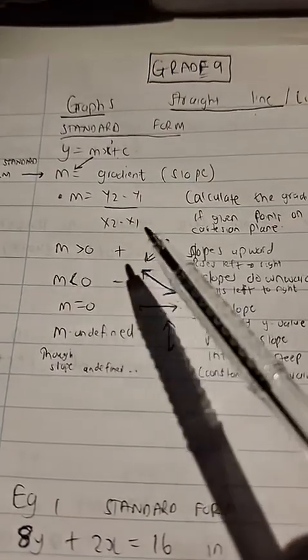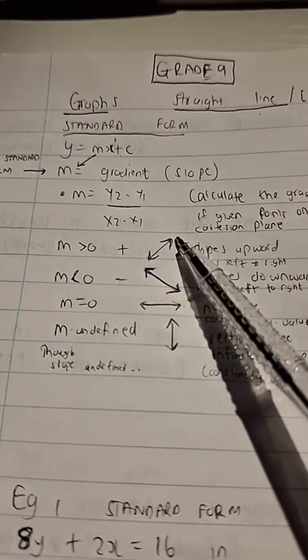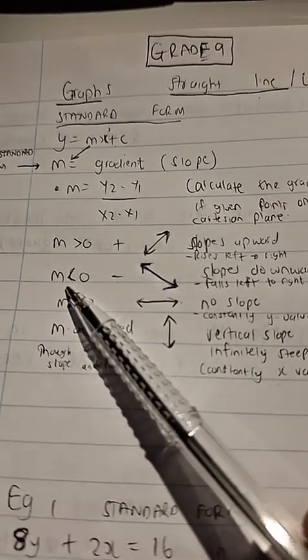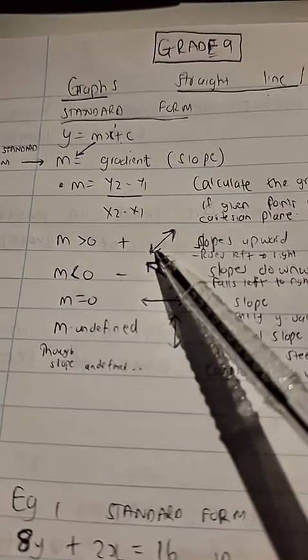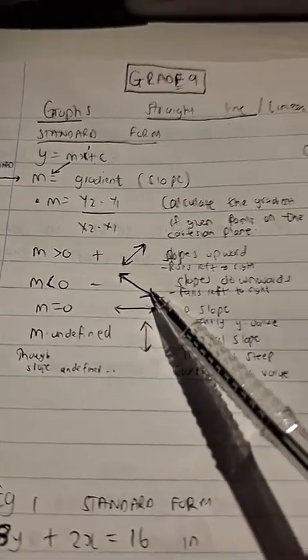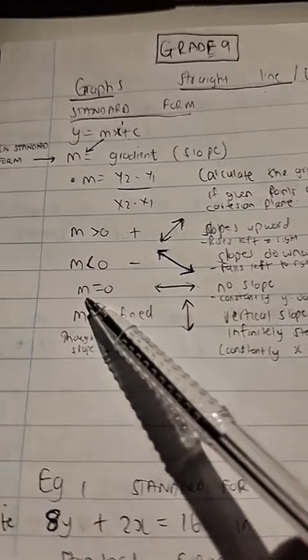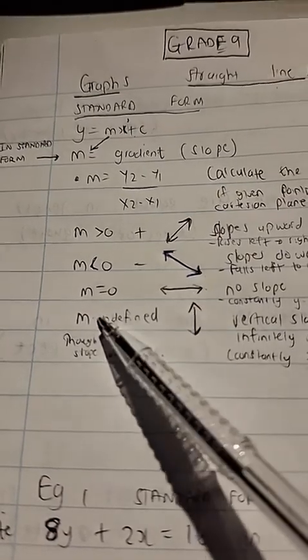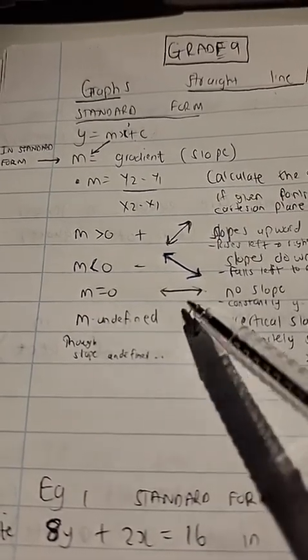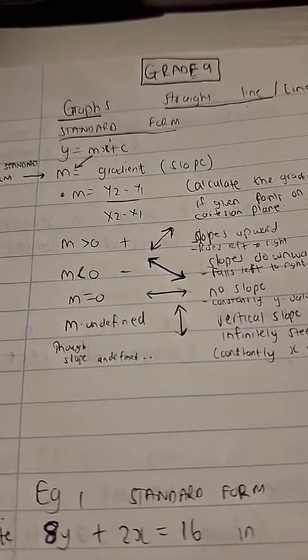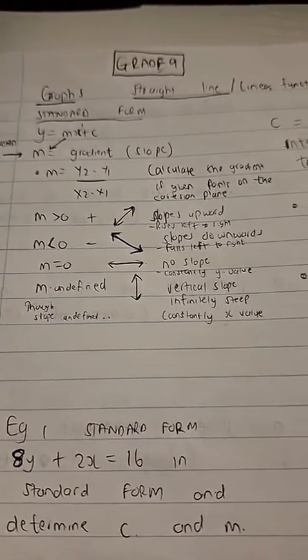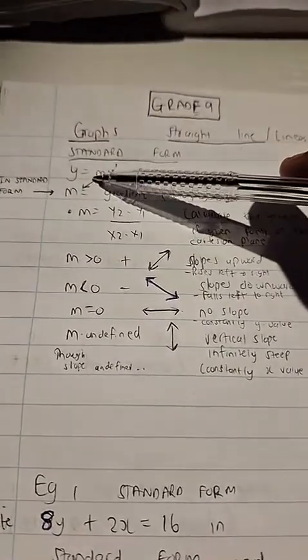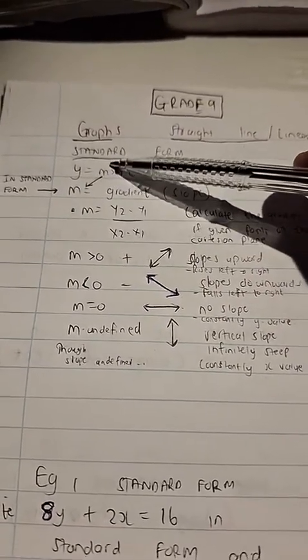M greater than 0, straight line slopes upwards. Gradient less than 0, meaning it's negative, straight line slopes downward. If the gradient is equal to 0, we have a horizontal line. Gradient is undefined, we have a vertical line. Okay, so these are important points to note about m, the gradient.